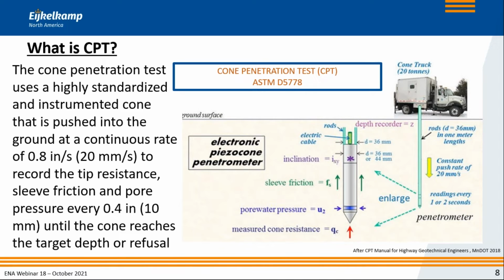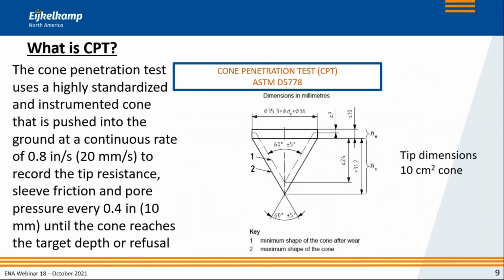When we talk about CPT, and you've seen this screen numerous times before, we push a cone into the ground at a continuous rate of 0.8 inches per second or 20 millimeters per second, and we record the tip, the sleeve, and the pore pressure every so often. And we do that in a very organized, very standardized manner. Standardized because while we don't take any samples, we want to be able to do something with that information. And therefore, in order to get a good correlation, everything has to be standardized to the nth degree.